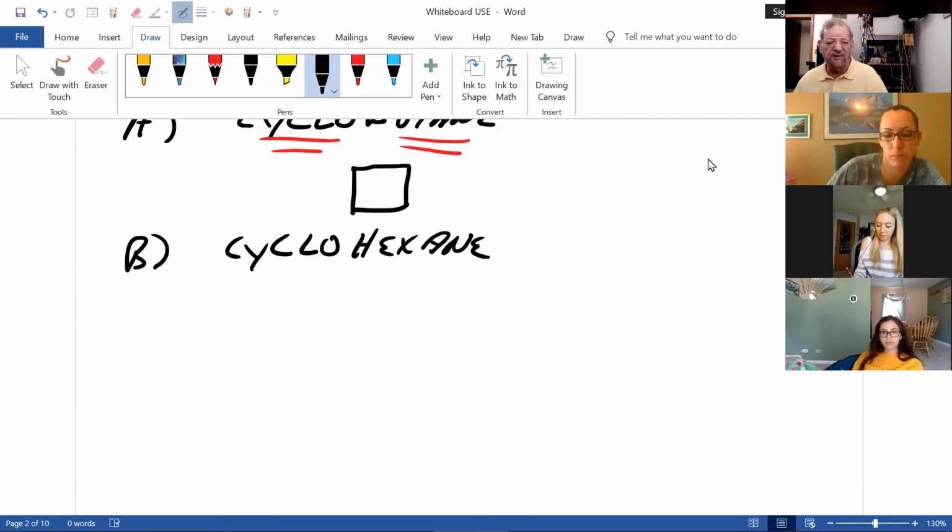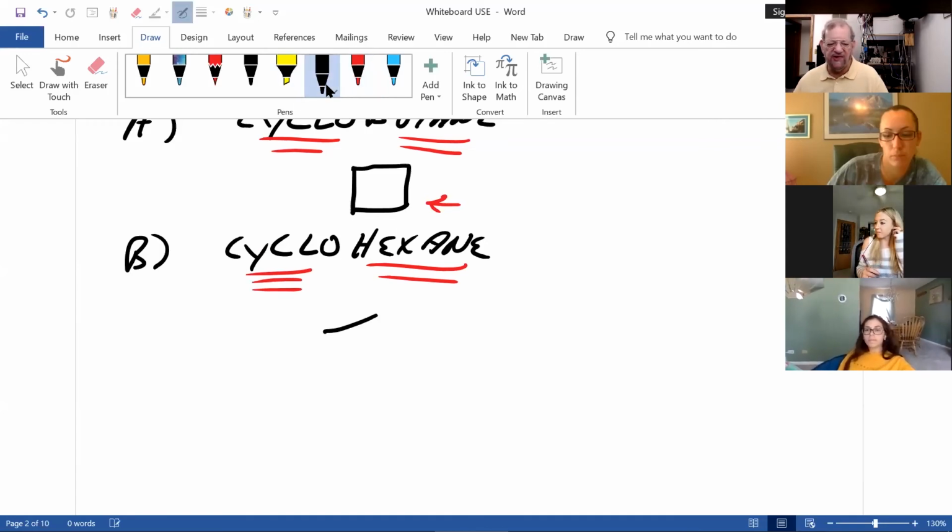All right, I think everybody's done. How do you decode this name to know what to draw? Well, you start from the right. Hexane, 6 carbons. Cyclo, a ring. So I have a ring with 6 carbons. And by the way, if your ring doesn't look pretty, and mine don't look pretty today, don't worry about it. If I can make it out, that's okay.